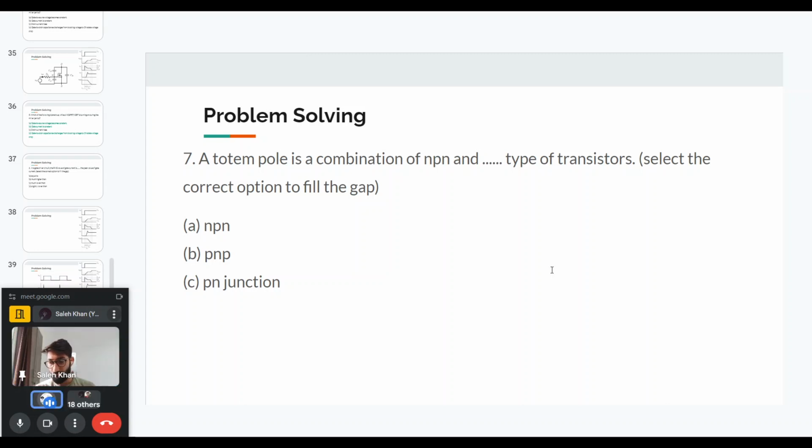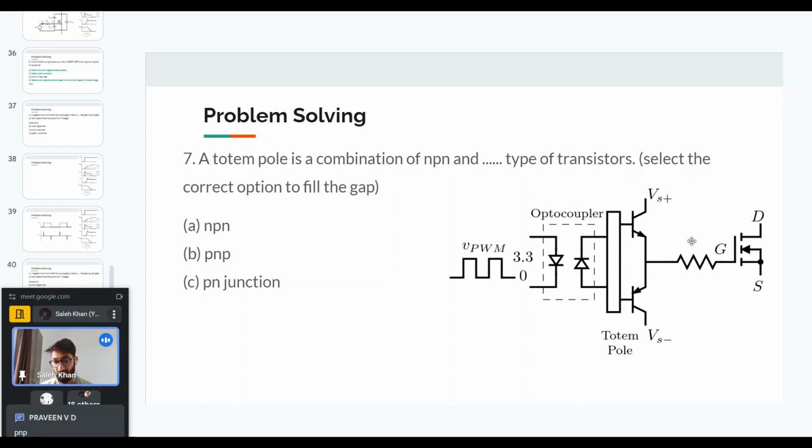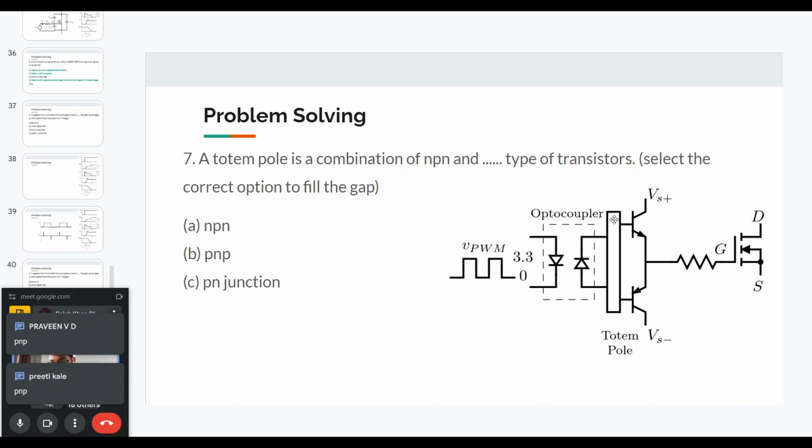Sir, what is totem pole? Okay, so totem pole is basically this portion of the gate driver circuit. So we have two transistors, they are connected in a particular way, and the base portion of both of these transistors is from the same supply. And so this kind of a connection is called a totem pole. And this totem pole connection is used in gate driving after the isolation, after the optocoupler.